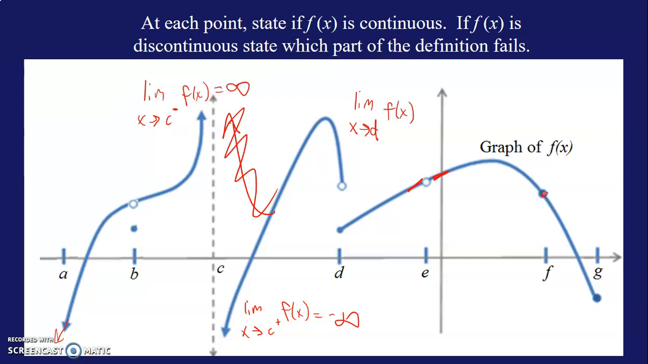Over here at F, some of you guys get thrown off when you see the point. That point doesn't mean anything. It's just showing you that it's part of the function. So it is continuous over here.